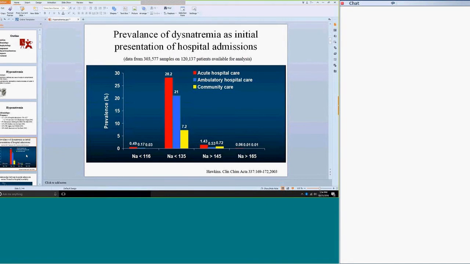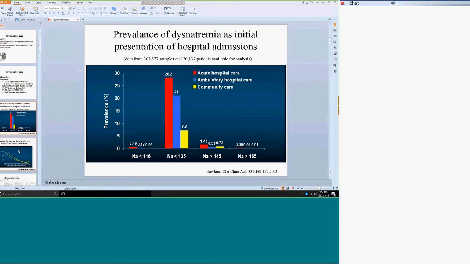It's not only in admissions, but also in the community. About 7% of people who come to a family doctor or general physician might have hyponatremia. Severe ones, especially a sodium of 116, are less frequent, so it's about 1 in 5. Sorry, my mobile. So it is quite a common condition, but it's also a very dangerous condition.